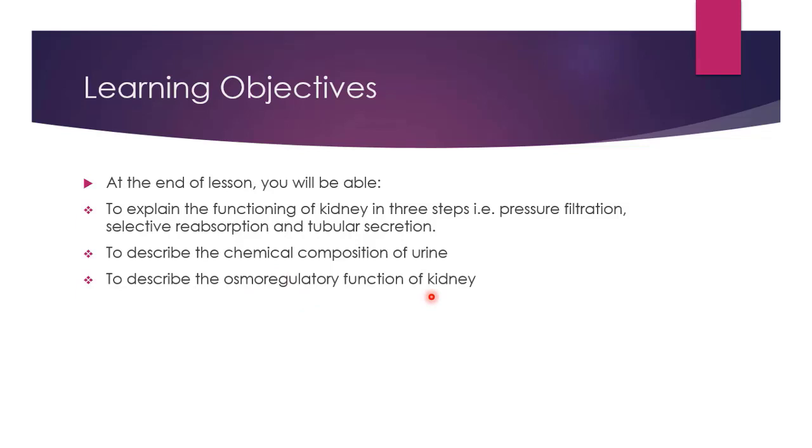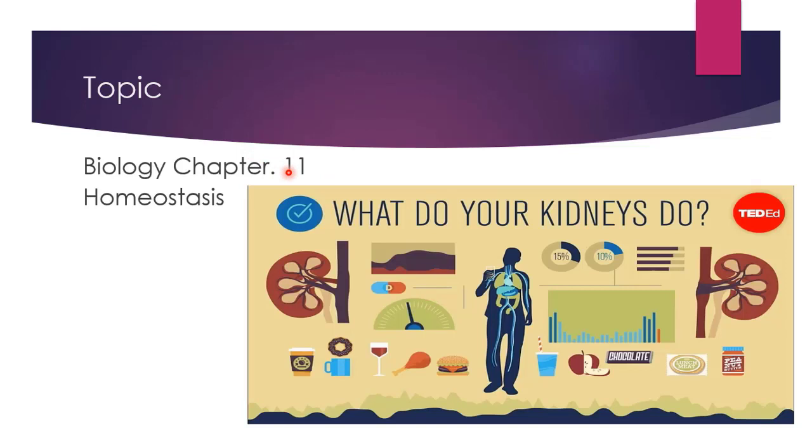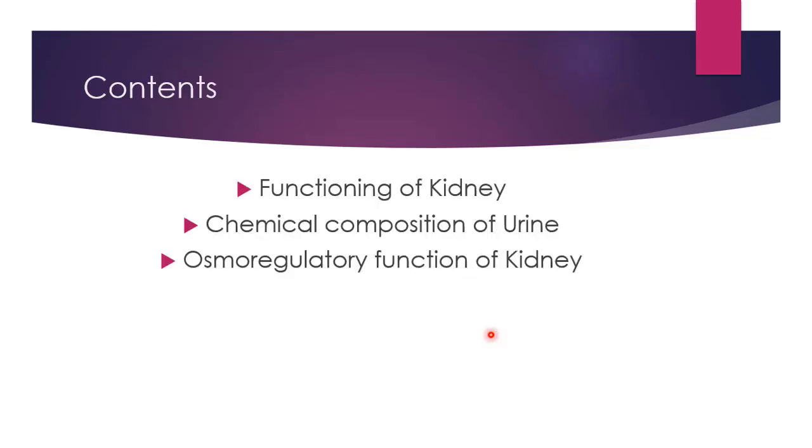So let's start our topic, which is chapter number 11, homeostasis. This chapter is already under discussion as you have studied about the structure of nephron and kidney in your previous lecture. And in today's lecture, we shall discuss about the working of kidney, or how does a kidney function. The main contents of today's lecture are functioning of kidney, chemical composition of urine, and osmoregulatory function of kidney. So I shall start from the first topic, that is functioning of kidney.